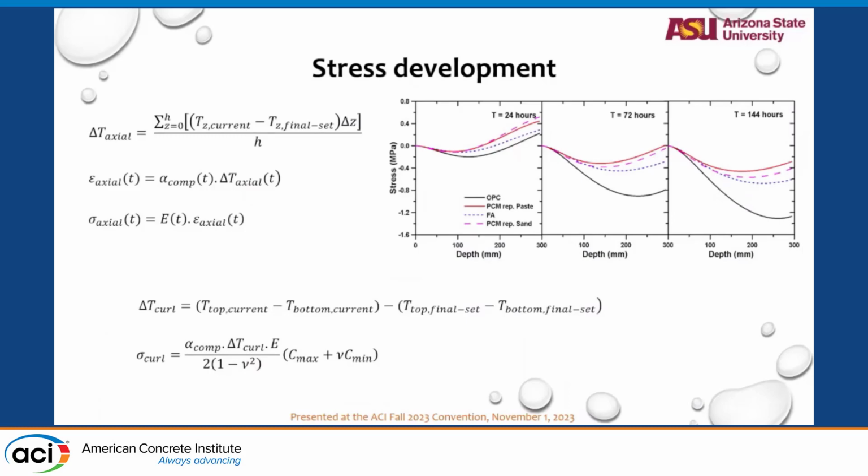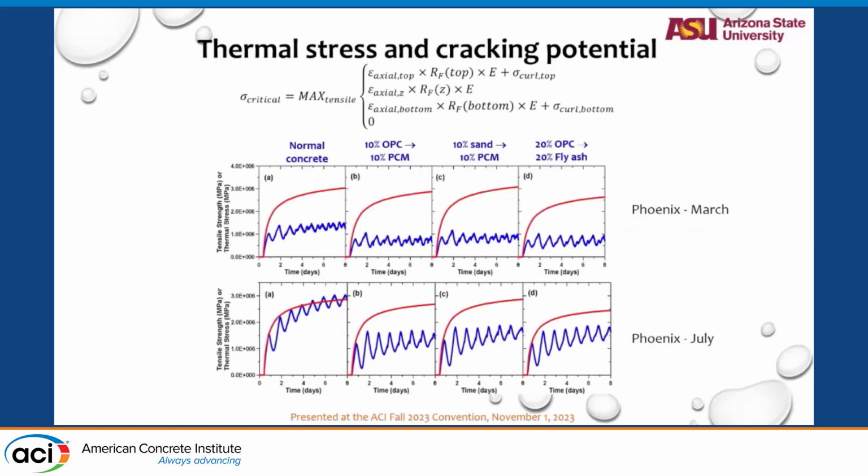Based on that, stresses were calculated, the curling stress, all the stresses, and what we plotted was the tensile strength against the stress developed. There are 4 different test case scenarios shown here. A normal concrete, based on a March colder environment and a hotter environment, July. In a March environment, the tensile stresses developed will not reach the tensile strength of the concrete, but in a hotter temperature it did, like in the month of July.